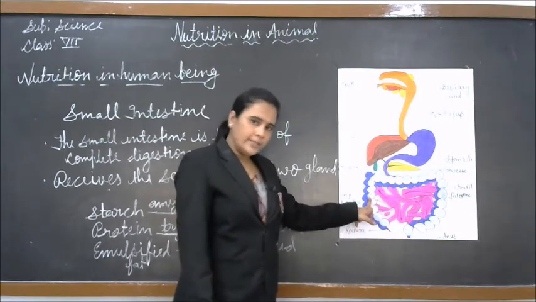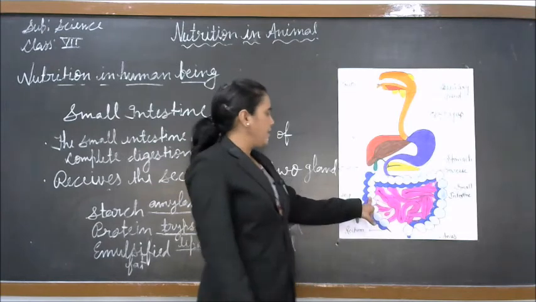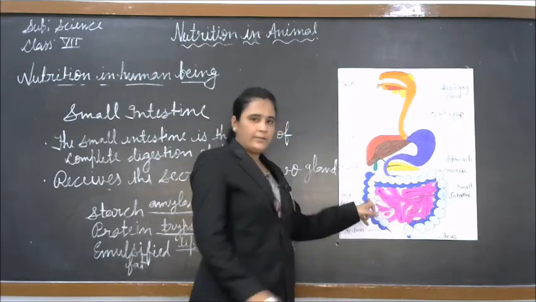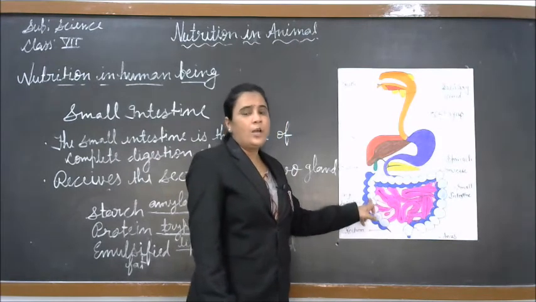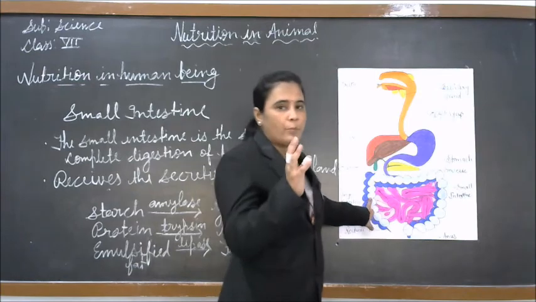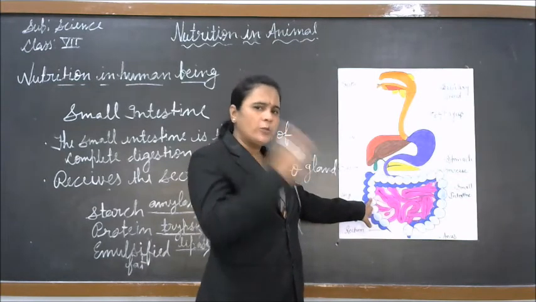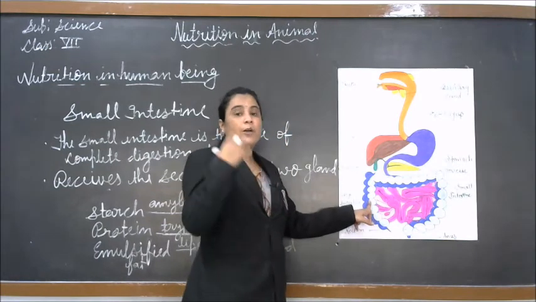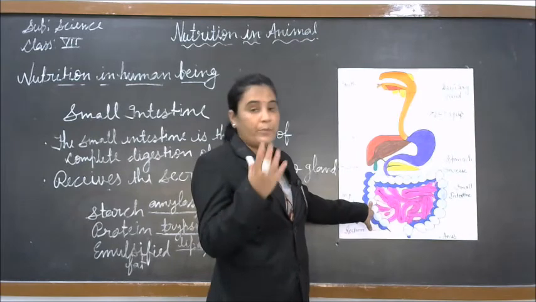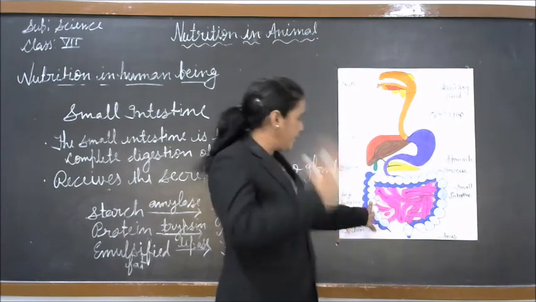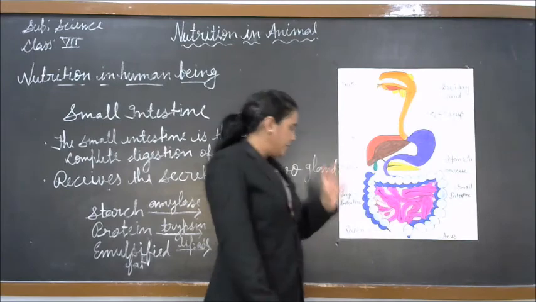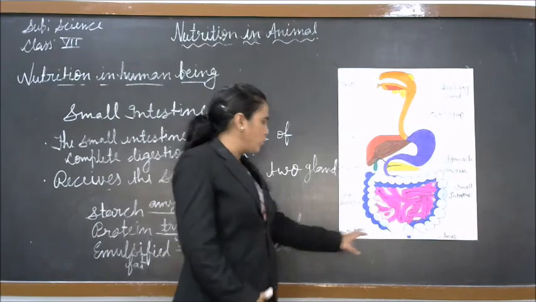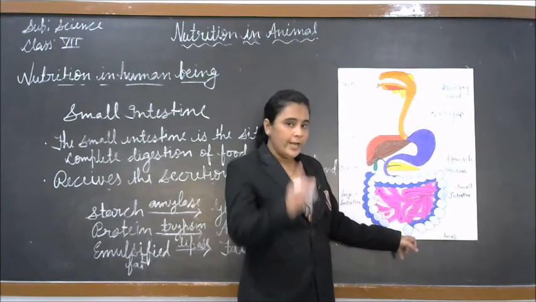The large intestine is a wider tube. Students, here in the large intestine most of the water is absorbed by the villi. Villi are also present in the wall of the large intestine, and here the waste product or undigested food becomes solid. This solid waste product is stored in the rectum.